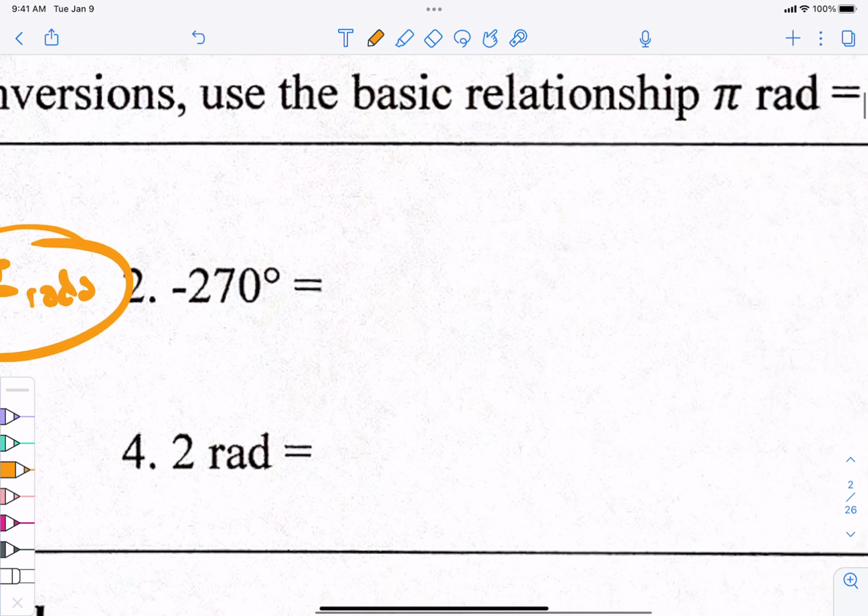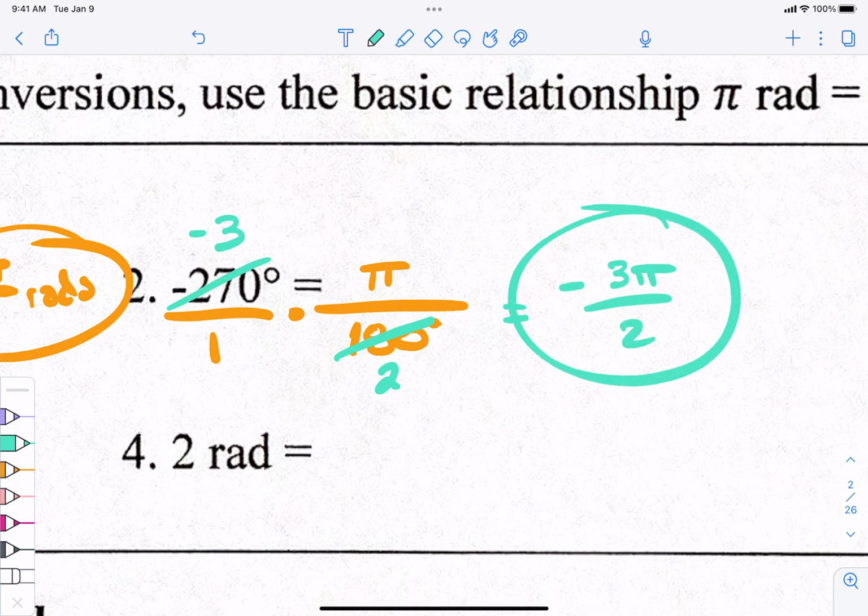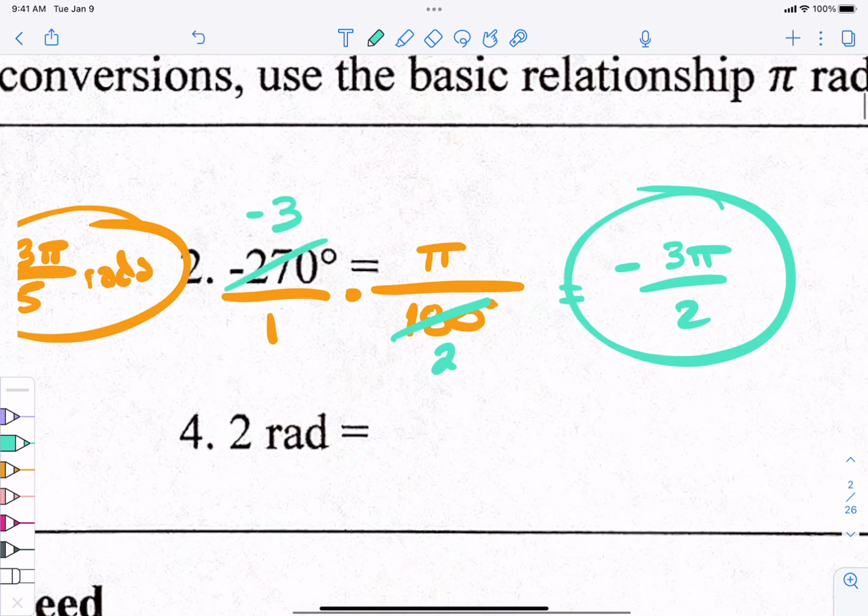So like number 2, this is negative 270 over 1 times pi over 180. And then I reduce. I know that both of those numbers are divisible by 90. Okay, so this would be 2, and that's negative 270, so it's negative 3. So this is negative 3 pi over 2. That's what it is. But then you tack on the radians at the end. Yeah, right. So when you're doing the equation, we get really lazy. The R doesn't mean anything. The R is just a label. The radians is the label for it.